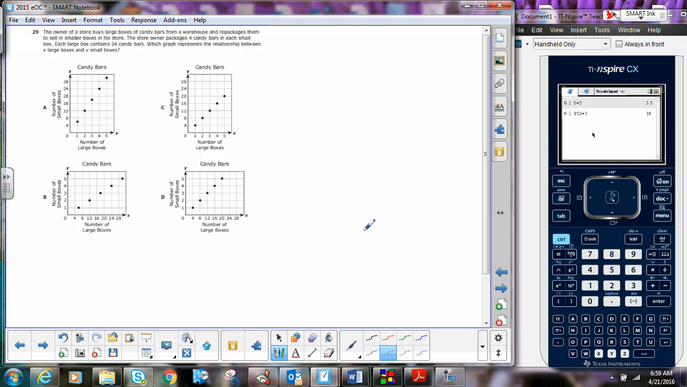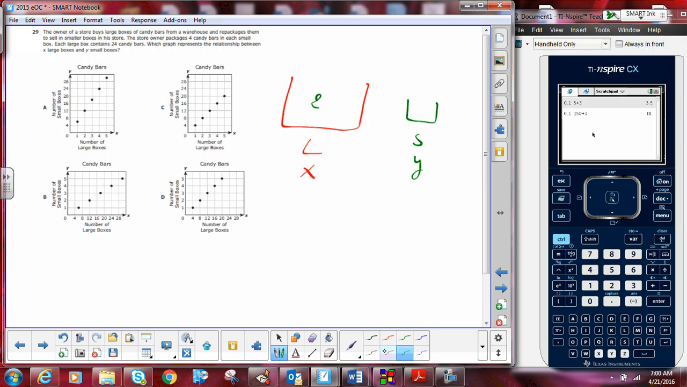So let's see. So what do we have? We have this man, he buys large boxes. So this is the large boxes of candy. Of course, the large box has a lot of candy. And what he does, he sells them in small boxes. Of course, they said X represents the large box, Y represents the small box. So let's see. The large box contains how many candy bars? 24. I want to do the same color right here. The large box contains 24.